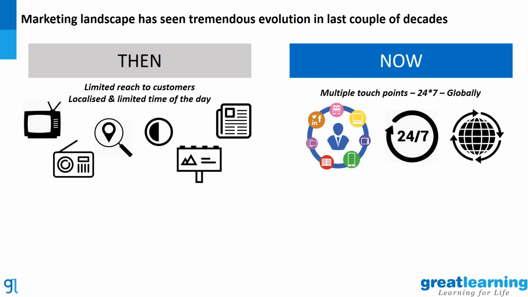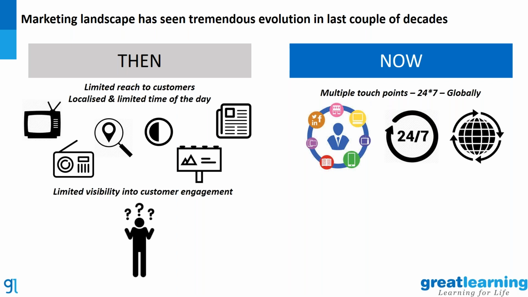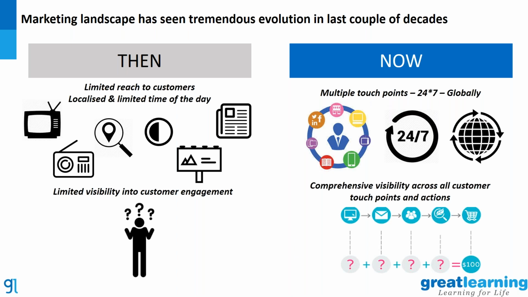The other thing that has happened is that back in the days there was limited visibility into customer engagement. I put a billboard on the busiest road in the city, but how many actually saw it? How many actually noticed it? It was very hard to get that visibility, and you just don't know. But now there is very comprehensive visibility across all customer touch points and actions. You can track every click of a customer on your website, and the whole journey of the customer on the website. So whatever ads you put on whatever forums, social media, emails or Google, you can understand the contribution of each of them to the total sales you're doing as a business.